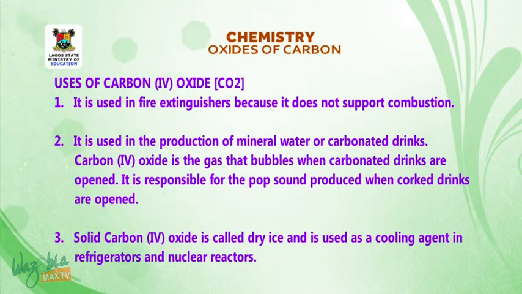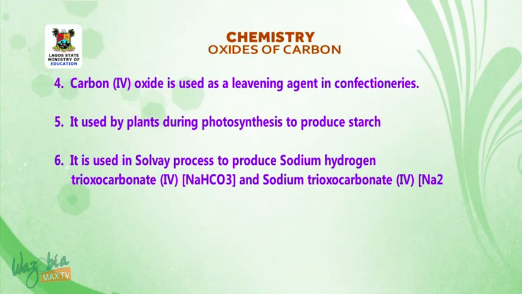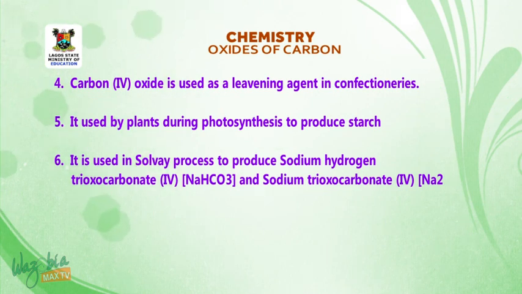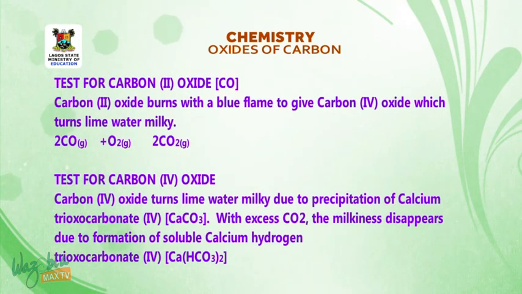Number three, solid carbon 4 oxide is called dry ice and is used as a cooling agent in refrigerators and nuclear reactors. Number four, carbon 4 oxide is used as a leavening agent in confectionaries because it is produced by baking powder in the process of baking. Number five, it is used by plants during photosynthesis to produce starch. And number six, carbon 4 oxide is used in Solvay process to produce sodium hydrogen trioxocarbonate 4 and sodium trioxocarbonate 4.